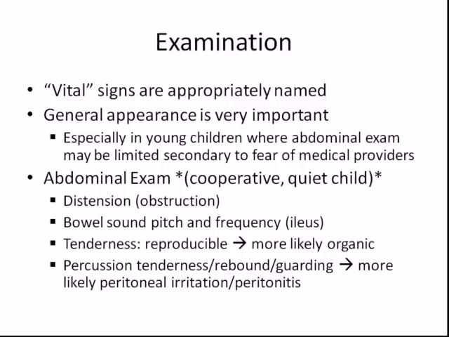You also want to assess for tenderness. Reproducible tenderness is more likely organic. Focal tenderness is also more consistent with an organic disease as opposed to diffuse tenderness in the belly. Percussion tenderness, rebound, and guarding also are more likely to signify peritoneal inflammation and peritonitis.